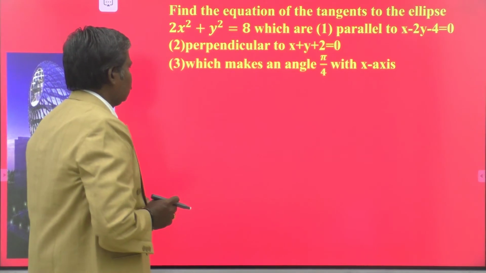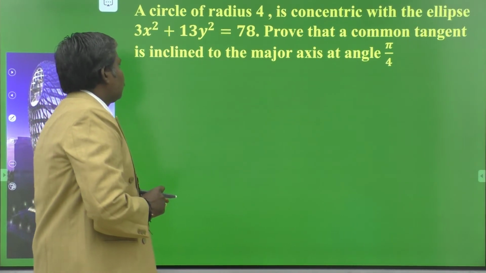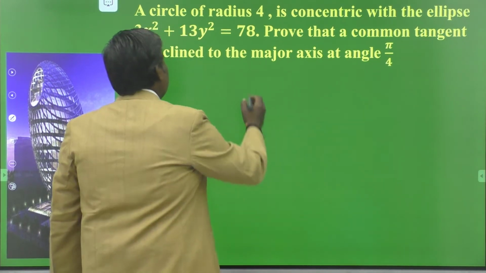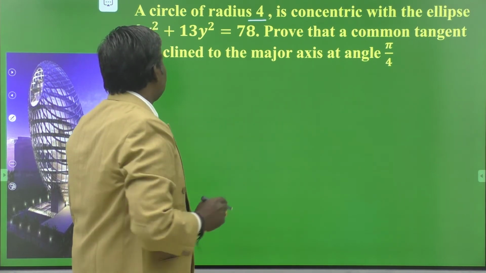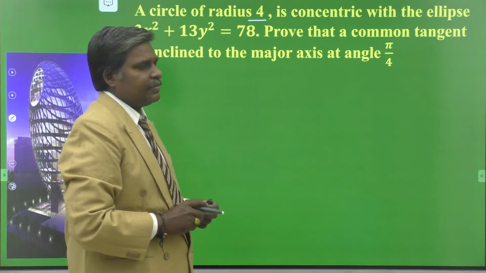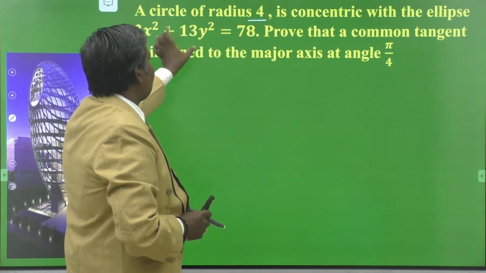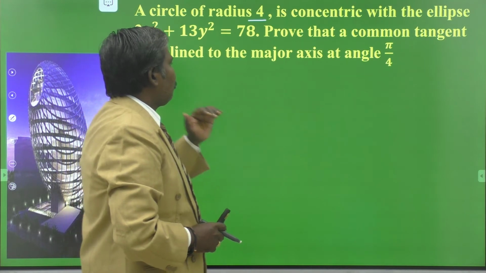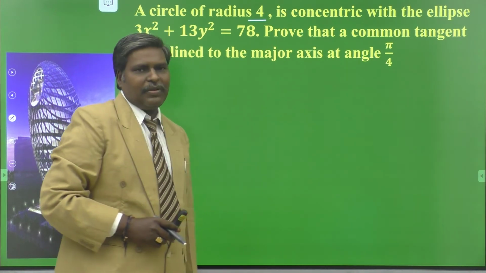Next one. This is the question. A circle of radius 4, what is the radius? 4 units, is concentric with the ellipse 3x squared plus 13y squared is equal to 78. There is a circle of radius 4 units. Its center coincides with the center of that ellipse. Prove that a common tangent is inclined to the major axis at angle pi by 4.